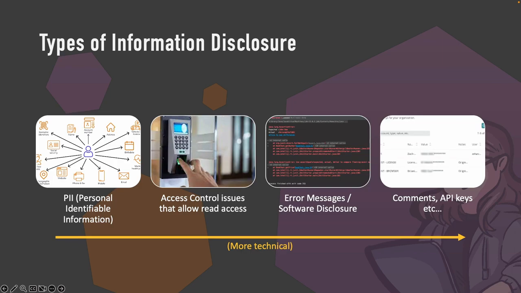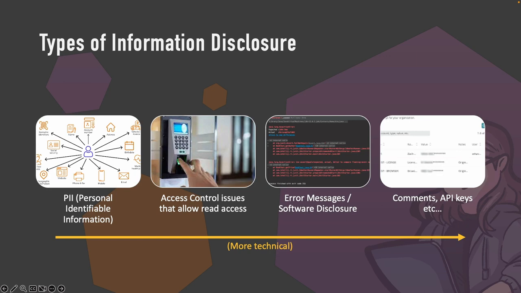Okay, so types of information disclosure. Now, I've broadly put in 4 different types of information disclosure based on likely first bugs. And I've ranked them here from ones that require less technical skills to one that requires quite a lot of technical skills. So we have personally identifiable information, so that's information about a person that shouldn't be public. We've got access control issues that allow read access, so being able to access somebody else's account details.